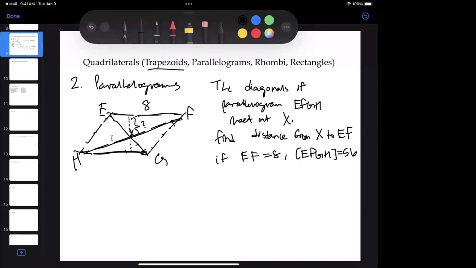One hint: if the distance we're looking for is D, how does D relate to the total height of the parallelogram? So this is H. Remember, you have congruent bisected diagonals and equal opposite sides.